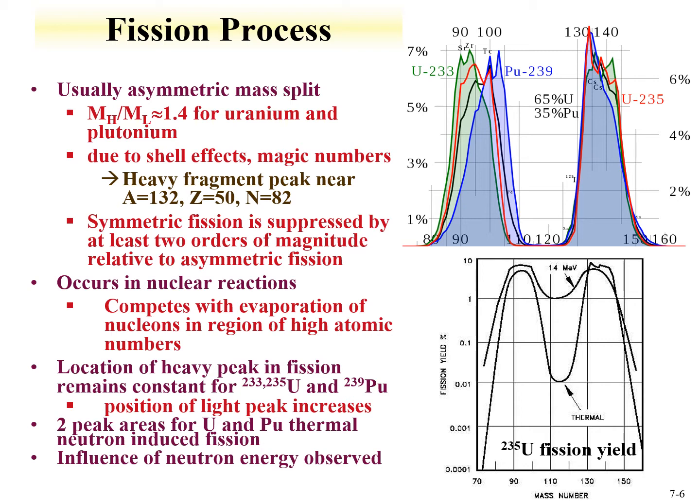And these peaks, as we've discussed earlier, are due to shell effects from the magic numbers. The peak is close to 132, which is a doubly magic 50 proton, 82 neutron nucleus, so that'd be tin-132. Symmetric fission is suppressed by a couple orders of magnitude relative to asymmetric fission. And this is all due to shell effects.